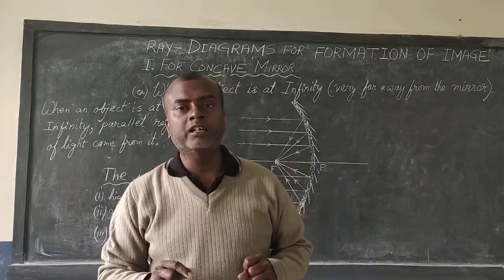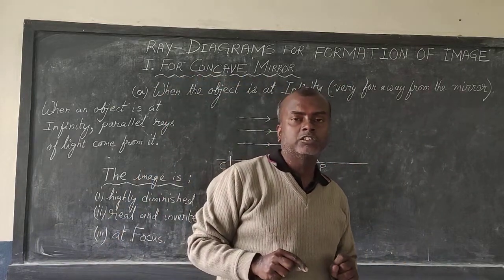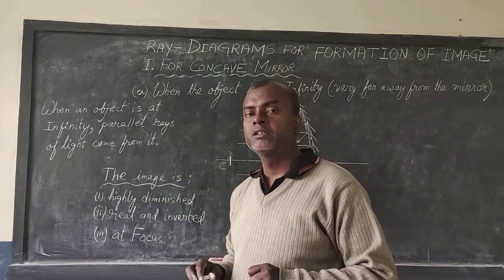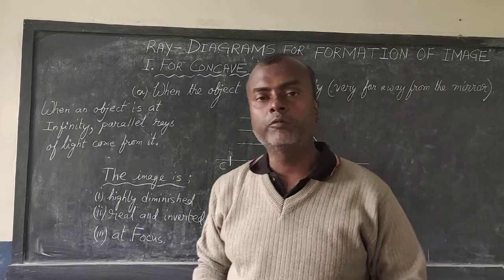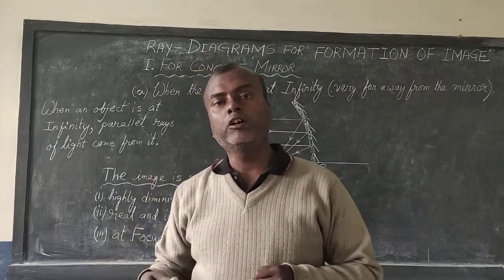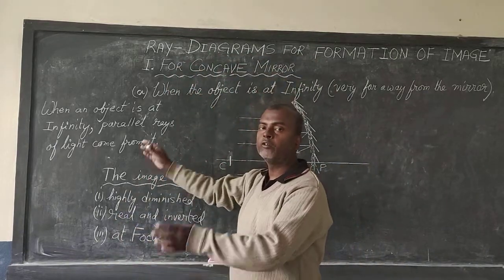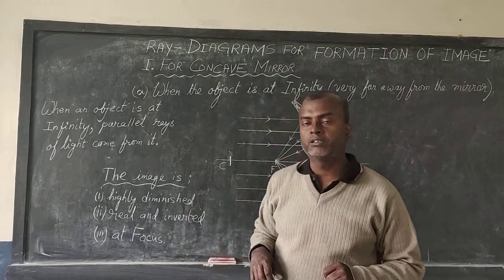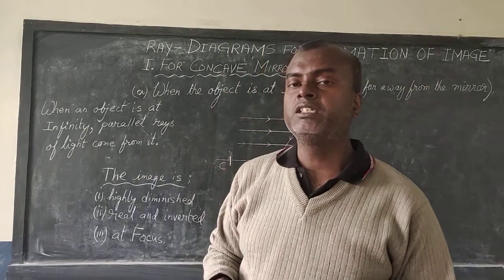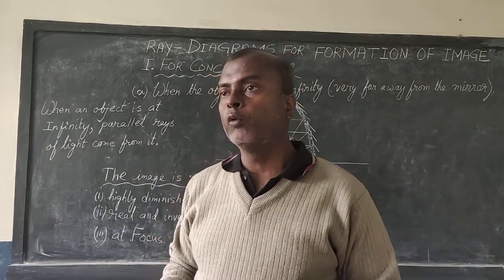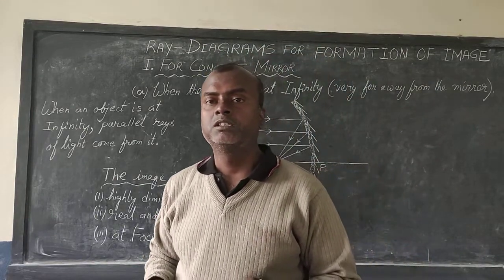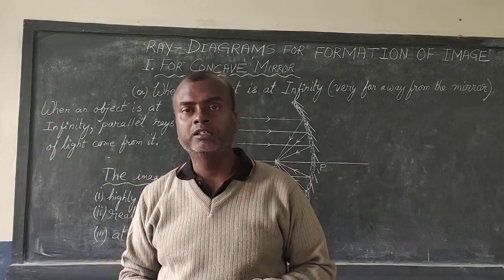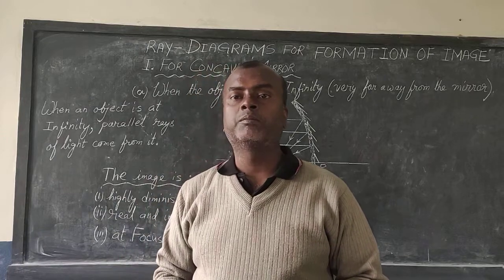Now, what is a ray diagram? Ray diagrams are constructed to find the position of the image for any object placed in front of, in this case, a concave mirror or convex mirror. While using these mirrors, when you focus the object using the mirror, where will the image be formed? For that we need a ray diagram.